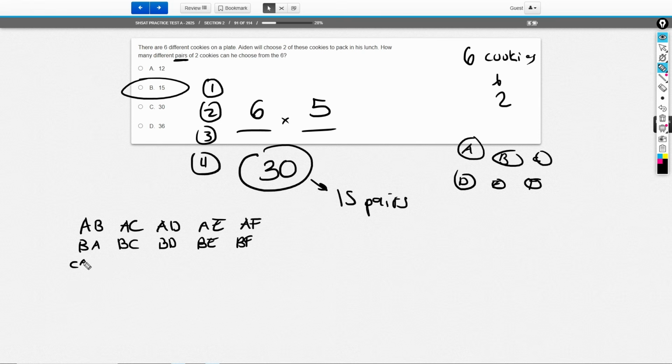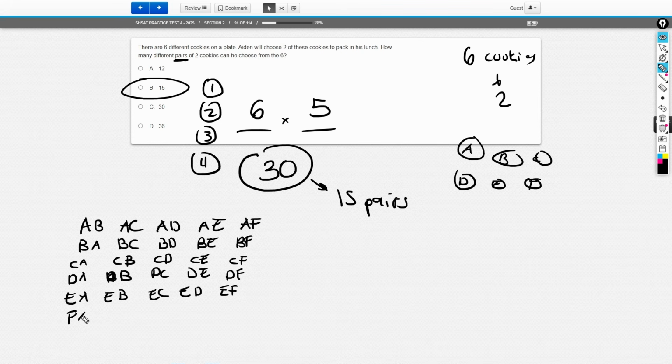He can choose CA, and D, DB, DC, DE, and DF. And finally, EA, EB, EC, ED, EF, and finally FA, FB, FC, FD, and FE. So these are all 30 choices that he can get. These are all 30 choices.